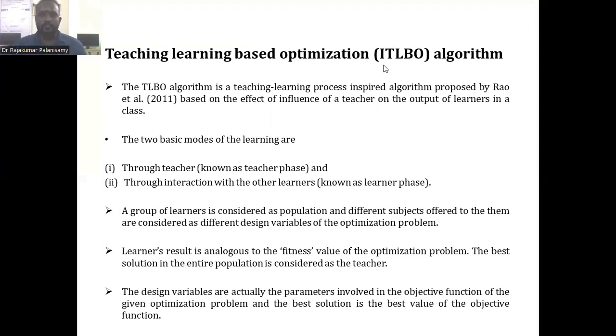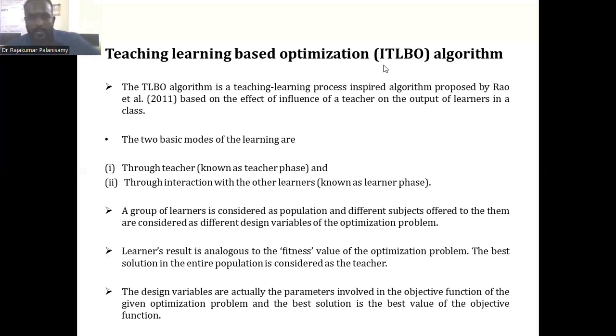Now, coming to the teaching learning based optimization algorithm. Before going to the non-dominated sorting teaching learning based optimization algorithm, first we will see the introduction of TLBO. In TLBO there are two phases: one is the teacher phase, another is the learner phase. It arrived in the year 2011 and was invented by Mr. Venkat Rao.